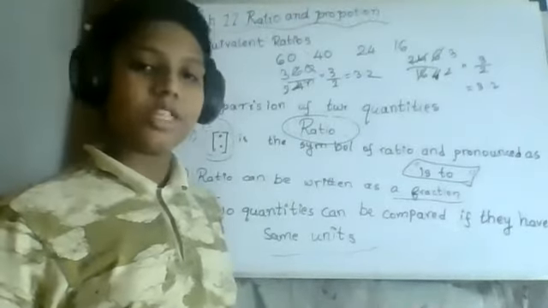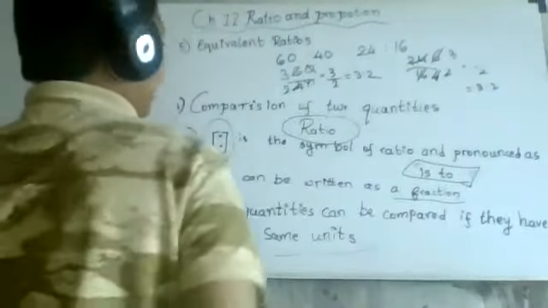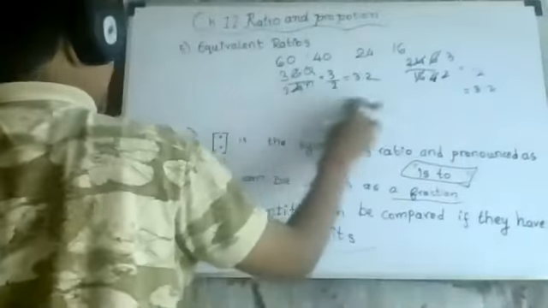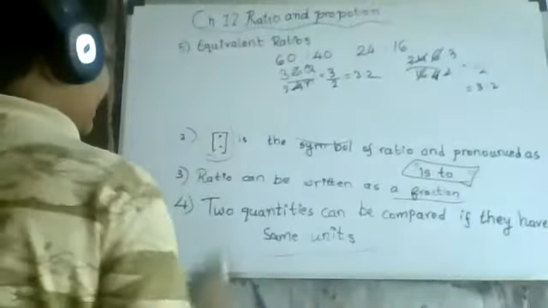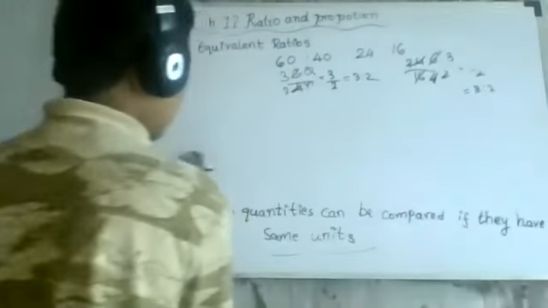This is the process of finding equivalent ratios. So the first point we have to remember is that the ratio is the comparison of two quantities. The second point is it is denoted by the colon symbol, and it is pronounced as "is to". The third point is a ratio can be written as a fraction. The fourth point is two quantities can be compared if they have the same unit. If the unit is not the same, we have to convert into the same units.